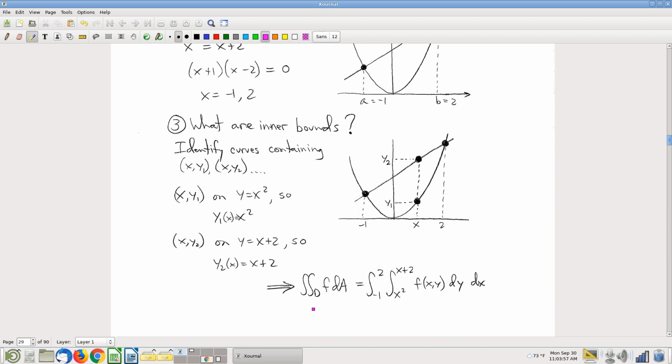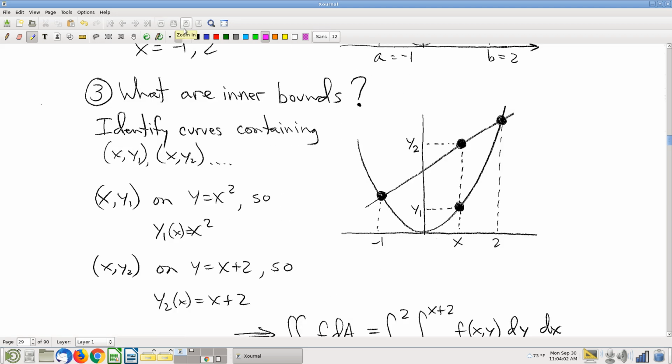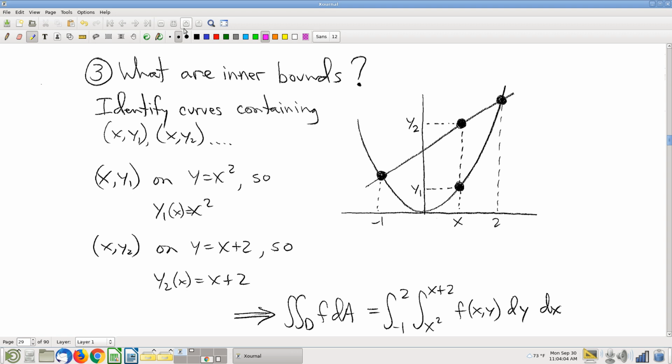So let's look at the inner bounds. I guess it's a little different for the inner bounds, but there's really not much. So we're looking now for a particular value of x. We're going to pick an x somewhere between -1 and 2, arbitrary, unknown x. For that value of x, I want to know my inner bounds. My bounds are determined by these points. Those points are on certain curves. Those curves have certain equations. And it is different between the two of them.